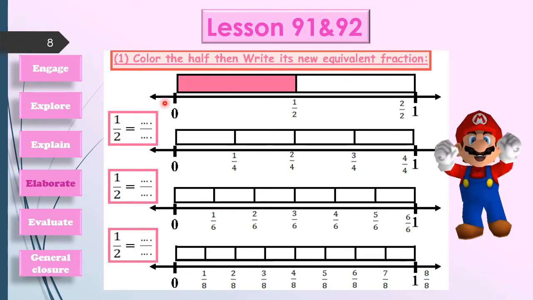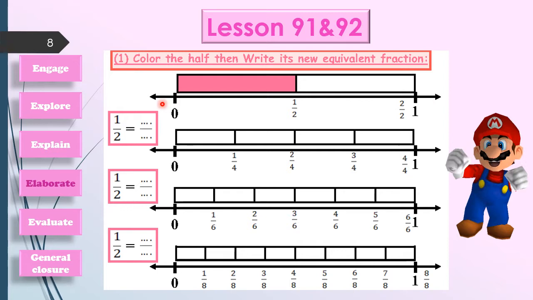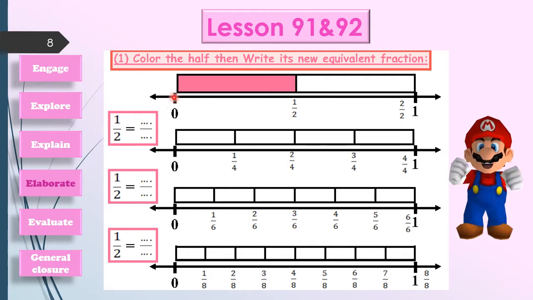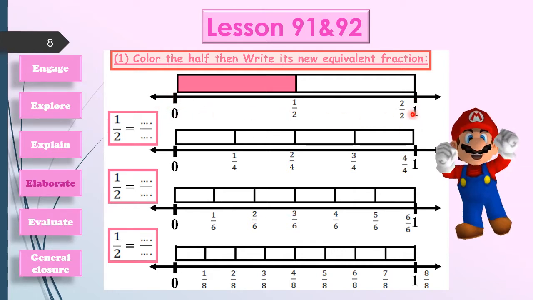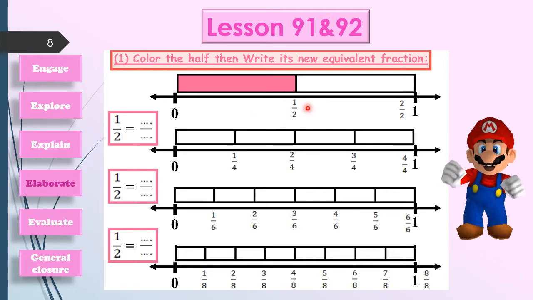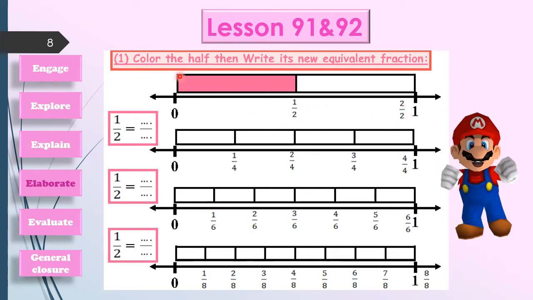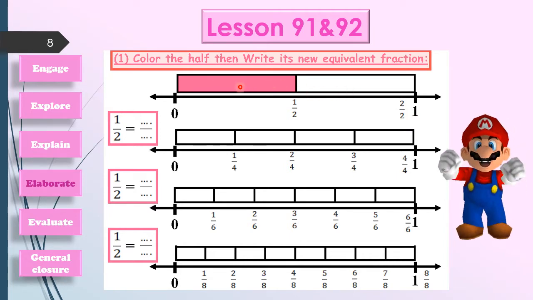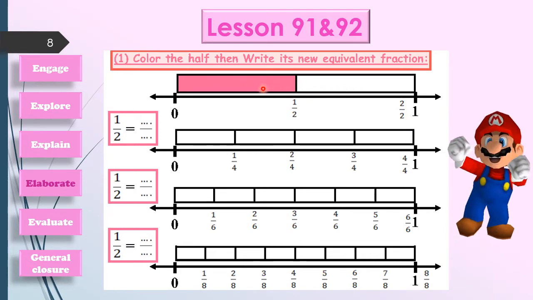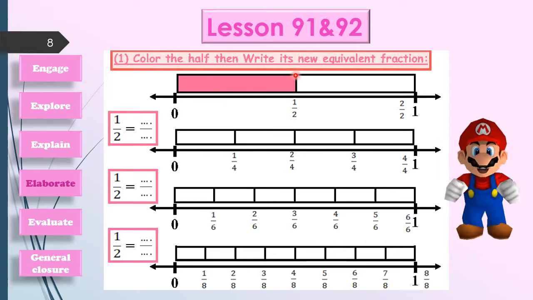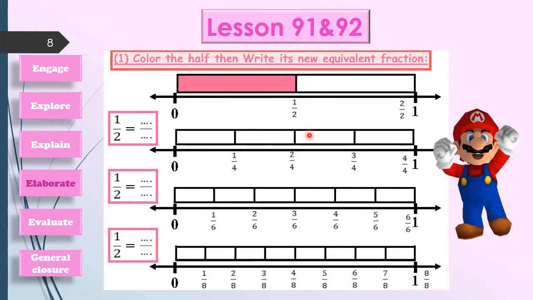Okay, here we have in this number line divided into two equal parts starting from 0 and ending at 1 whole. In this one, it's called half, and this one is called 2 halves. In this fraction strip, we divided it into two equal parts and colored just one part out of two. Let's go to the next one.